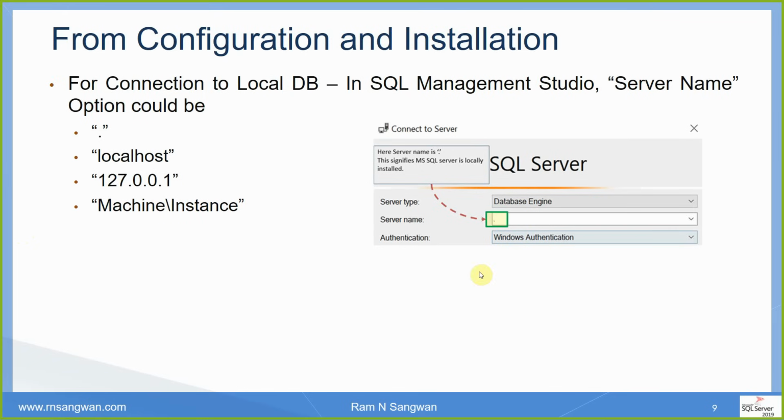From a configuration and installation perspective, when we use dot for communication to a local database in Management Studio, the server name could be dot or localhost or local IP address or machine instance. This will help local connections. The database engine server name can be simply dot here. It signifies that Microsoft SQL Server is locally installed. So dot refers to the local installation.